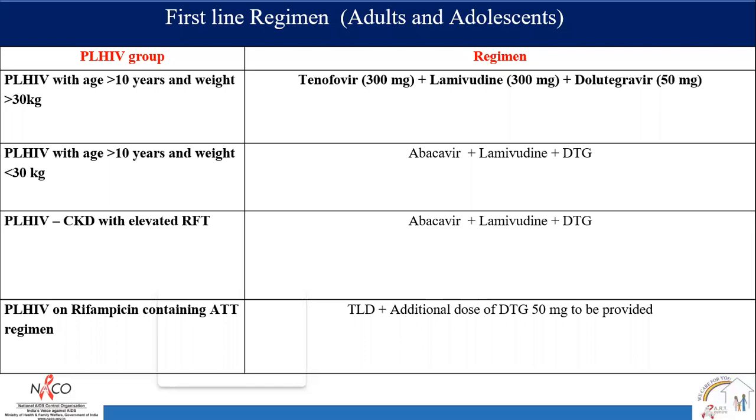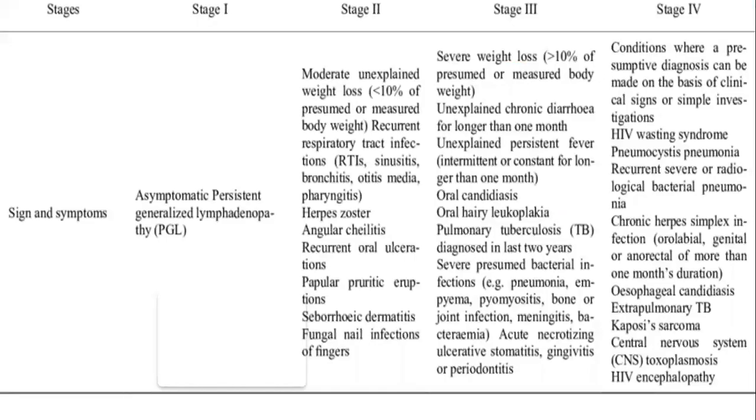Next question is whom to test. We'll be discussing the symptoms in the later part of our lecture. If a patient is having particular symptoms, like unexplained weight loss of more than 10%, or chronic diarrhea, or esophageal candidiasis, anything mentioned in the list, obviously you have to do HIV testing.